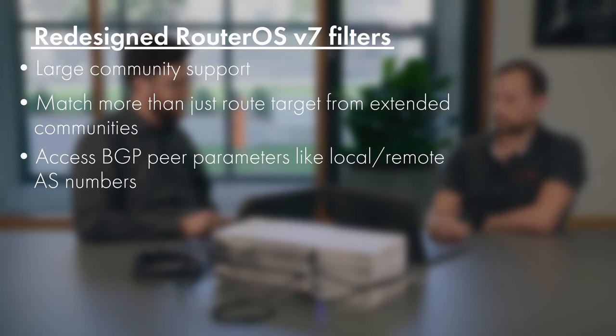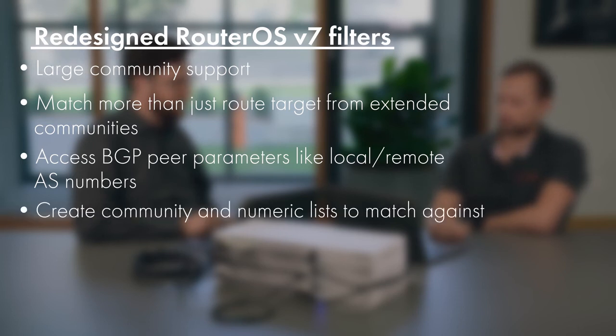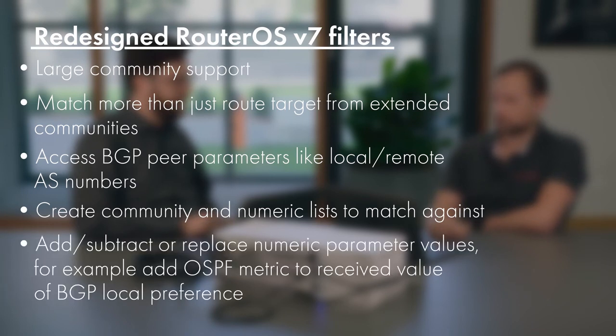We can also create community and number lists to match against. And the very important feature asked a lot was that now you can add, subtract and replace number parameters. For example, if you have OSPF metric, you can simply add it to BGP local preference.